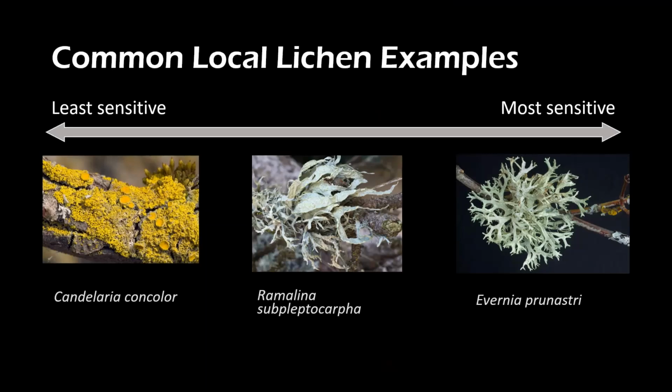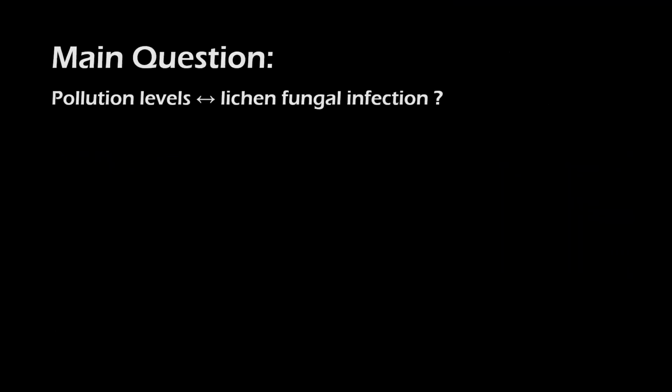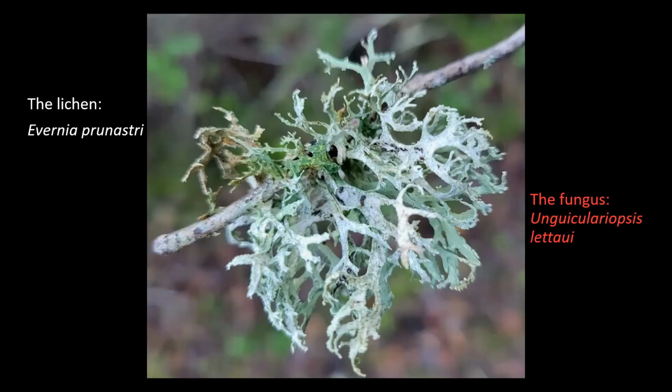Out of the various factors that can disrupt lichen health, little is known about whether they relate to one another and if infection could indicate anything at all about pollution levels, and that became the main question of our experiment. We hypothesized that high pollution levels would correlate with high rates of the lichen species Ivernia prunastri that are infected by the fungus Unguiculariopsis latae, which we will just refer to as fungal infection or external fungus to make things easier. Furthermore, we thought that this connection would be caused by air pollution adversely affecting the microbiome diversity and photosynthetic capacity of the host lichen, reducing immune response of Ivernia to external infection.